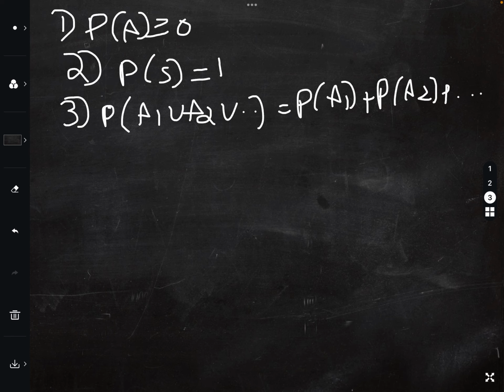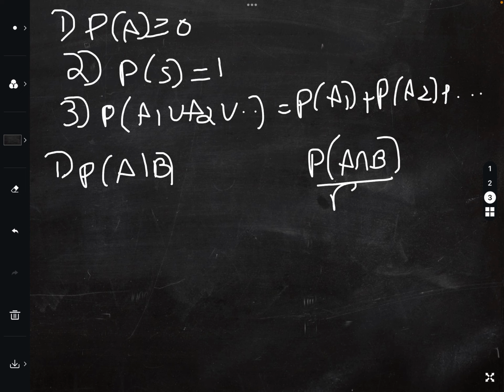Here the conditional probability is probability of A given B. You know that probability of A given B is probability of A intersection B divided by probability of B. Here probability of A intersection B is greater than or equal to 0, and probability of B is also greater than or equal to 0. Therefore, probability of A intersection B divided by probability of B is also greater than or equal to 0. So the first condition is satisfied.